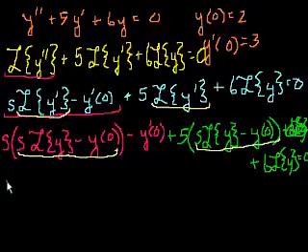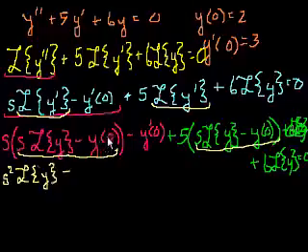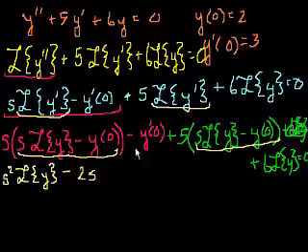So we get s squared times the Laplace transform of y. I'm going to write smaller. I've learned my lesson. Minus s times y of 0. Let's substitute y of 0 here. y of 0 is 2. So s times y of 0 is 2 times s, so 2s. So I distribute that s. Minus y prime of 0. y prime of 0 is 3. So minus 3.